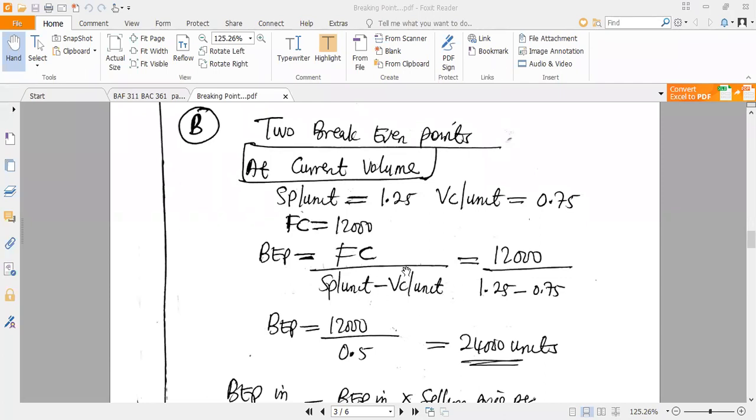The one I started with initially: break-even point is fixed cost over selling price per unit minus the variable cost per unit. So the 12,000 remains on top there. Then 1.25 minus 0.75, you divide it. We are getting a break-even point of 24,000 units. So the break-even point in units here, we are saying, is 24,000 what? Units.